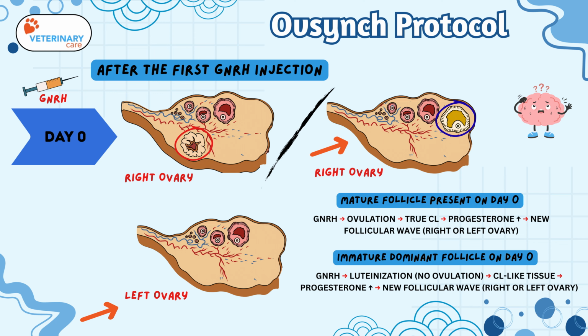Finally, look at the left ovary where only a follicular wave is shown. This represents the situation where the new follicular wave develops in the left ovary if it does not develop in the right ovary. Hope you understand all the conditions clearly.